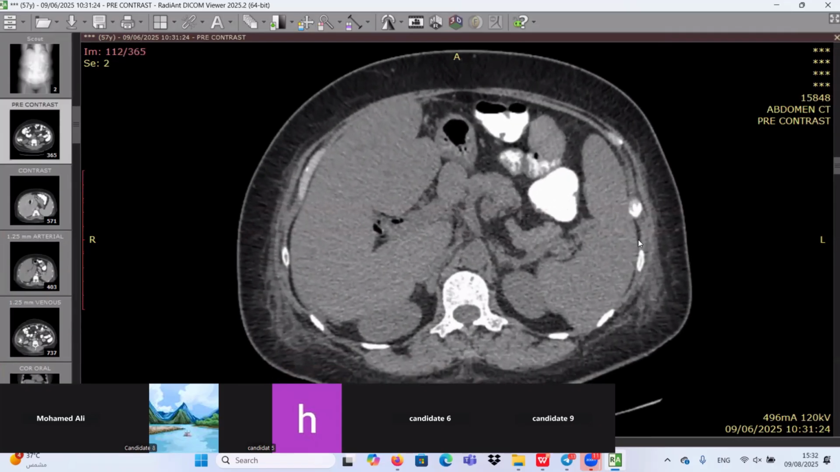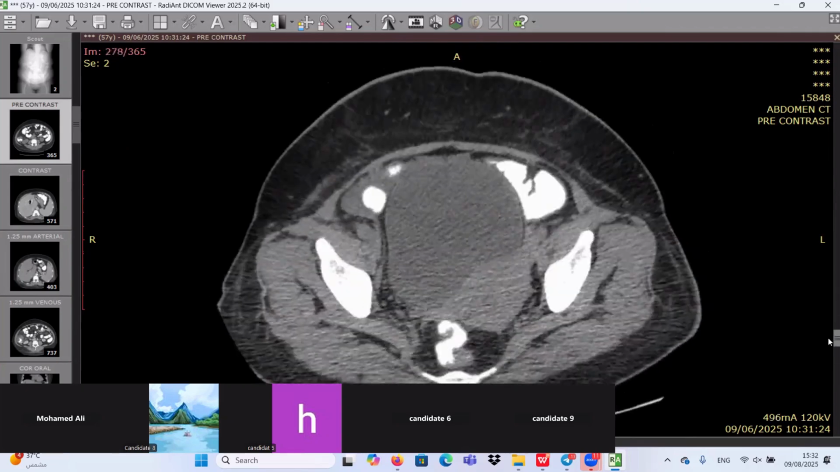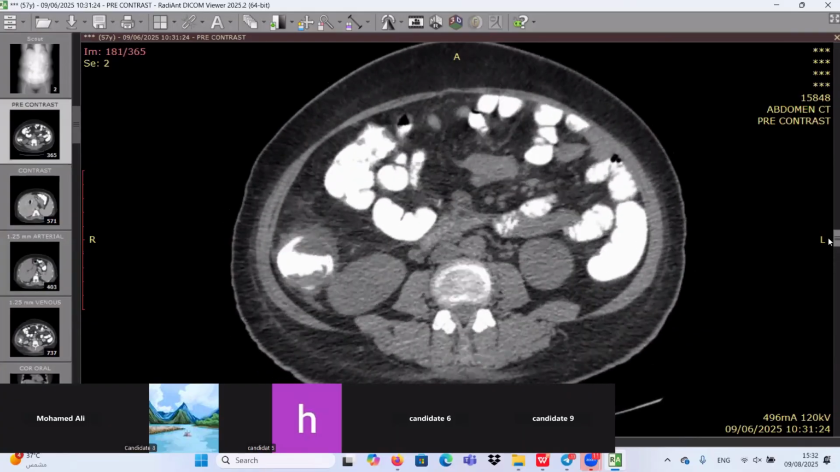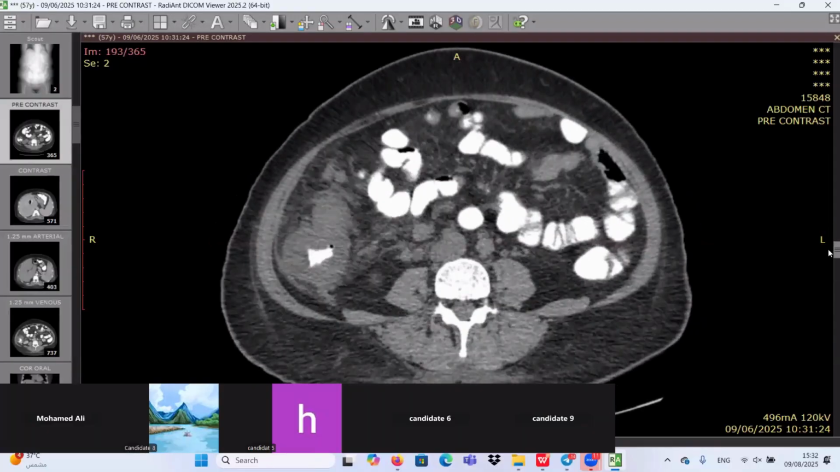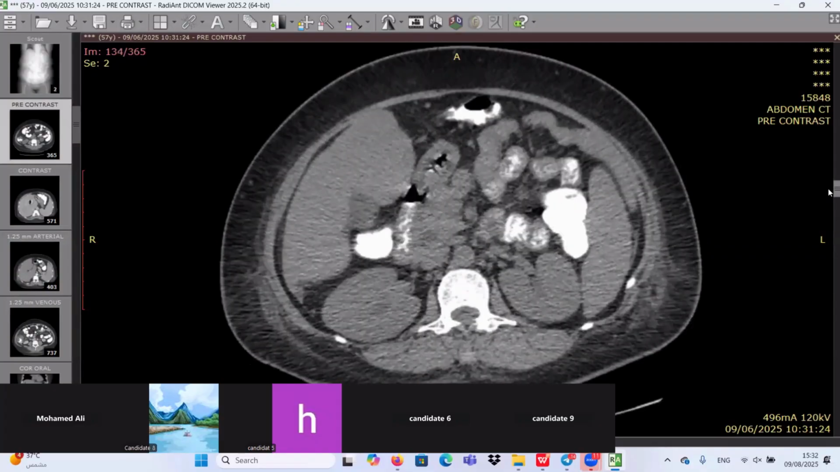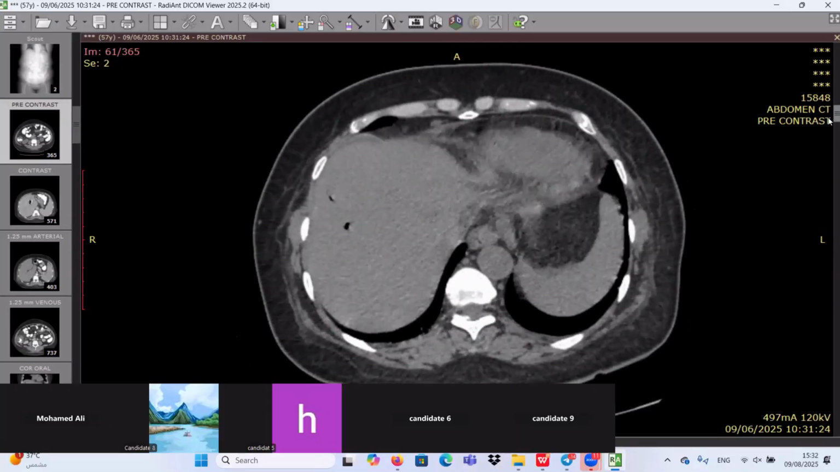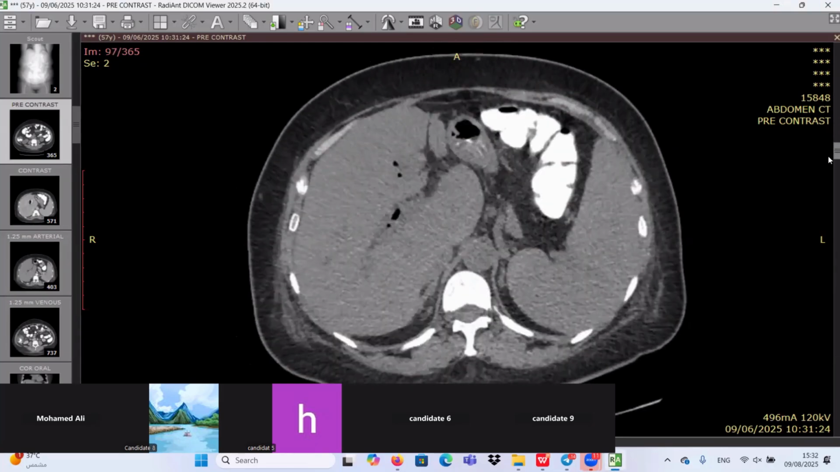This is the CT abdomen and pelvis with oral contrast, no IV contrast injected. I can see diffuse mural thickening involving the ascending colon down to the cecum, with adjacent inflammatory fat stranding and multiple mesenteric lymph nodes. The pneumobilia is confirmed again. I would like to trace it to confirm that these are within the biliary tree. So this is pneumobilia, as you said.